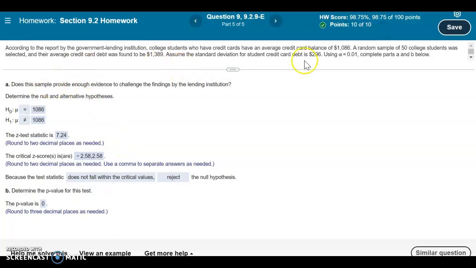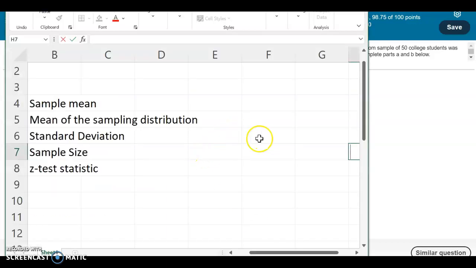So here it says that according to a report by the government lending institution, college students who have credit cards have an average credit card balance of $1,086. So the average credit card balance would be your mean of the sampling distribution. That's your mean of the hypothesis.